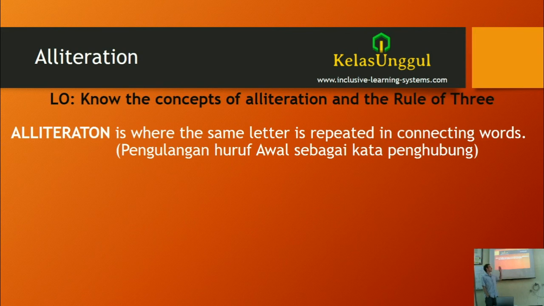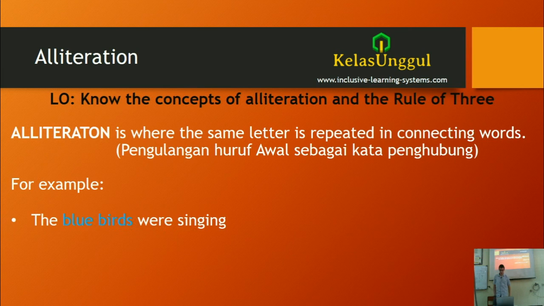Alliteration. Learning about this will help us achieve our first learning objective, which is to know the concepts of alliteration and the rule of three. Alliteration is where the same letter is repeated in connecting words. For example, the bluebirds were singing. It's alliteration because the bluebirds start with the letter B.